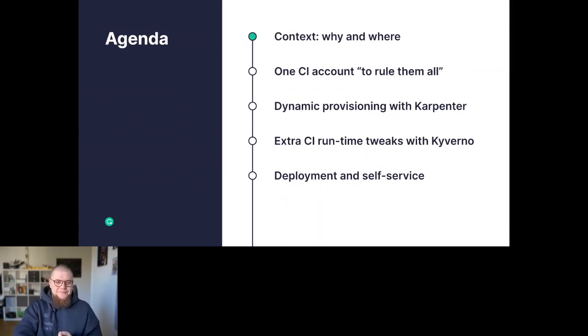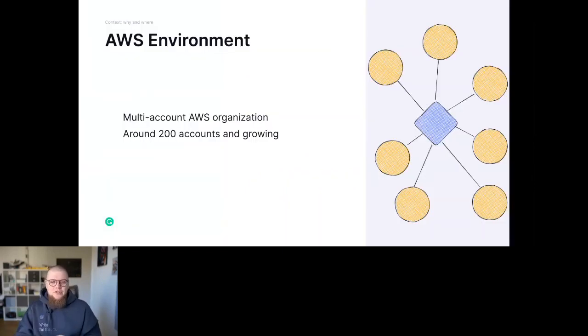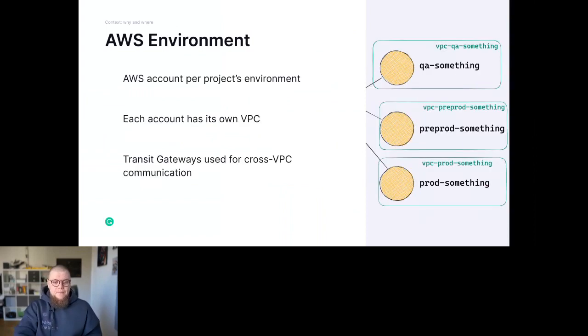Let's go. Our backend infrastructure is hosted at AWS. We have around 200 accounts governed with AWS Organizations, and the number keeps growing. Why do we need that many accounts, some might ask? Well, a single AWS account represents the environment, like QA, pre-prod, or prod for some project, some backend service. Each account has its own VPC, and transit gateways help us to connect accounts with each other when needed.